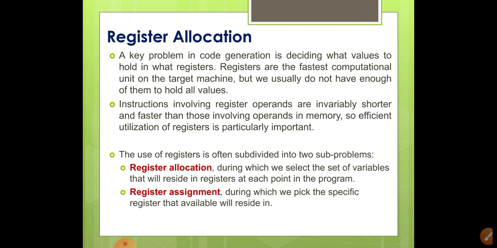Second one, register assignment. Already we discussed there are 32 registers. Registers R1, R2 and R3 are allocated. The free available registers are R3 to R31. So these are the registers available to load any variables. That is called register assignment. The free registers are assigned to load variables, not the occupied registers.